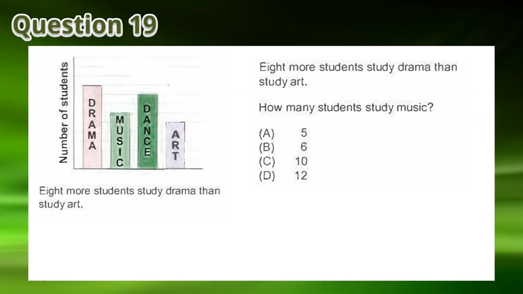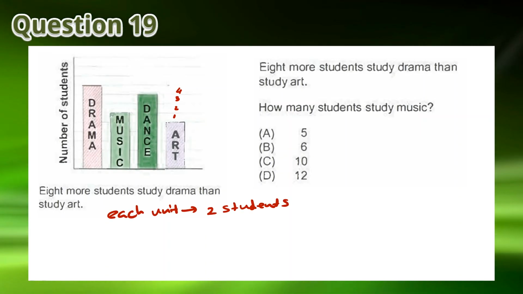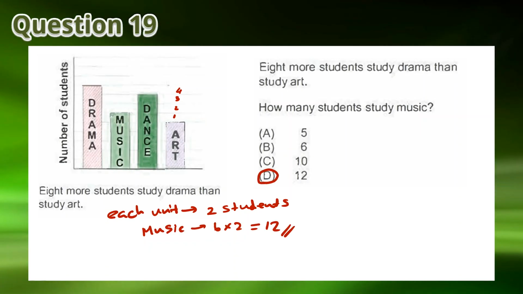Eight more students studied drama than art, and there are 4 units between the drama column and the art column. So each unit is worth 2 students. 6 units studied music, so altogether 12 students studied music. So the answer is D.